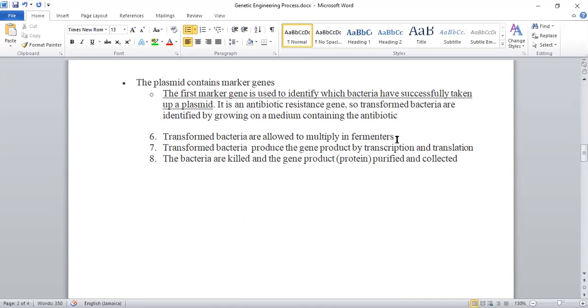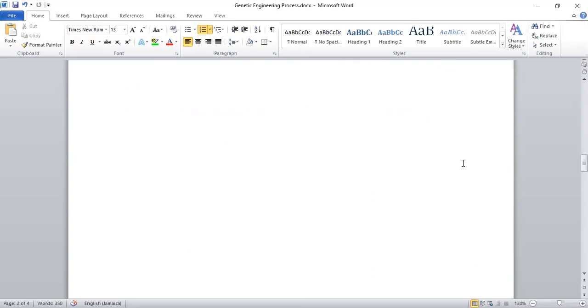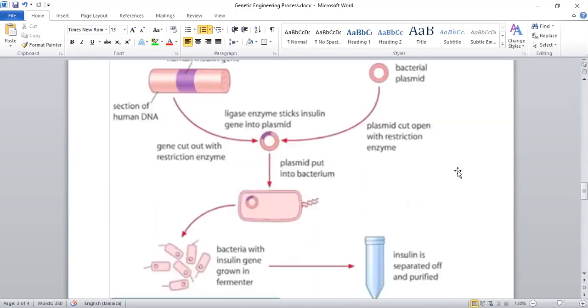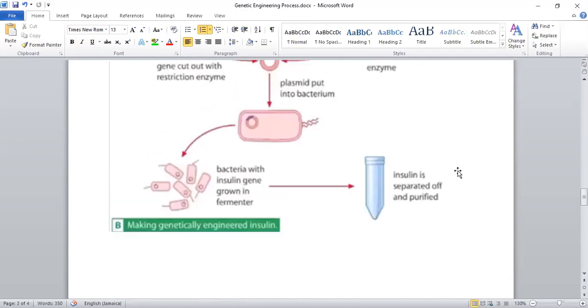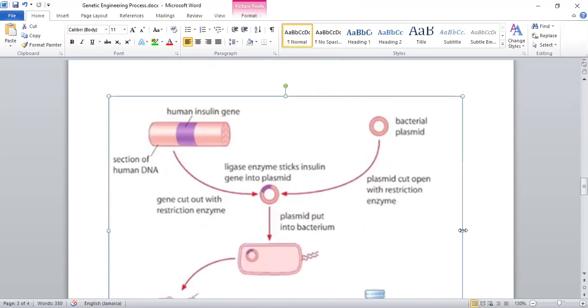All right, so the other parts of this process now is that after we have finished checking which bacteria are transformed, we make the bacteria multiply and produce our gene product by transcription and translation. And then the bacteria are killed and the gene product or protein is purified and collected. And then I'm going to go through two diagrams which illustrate this process. So the first one is a simplified version of it.